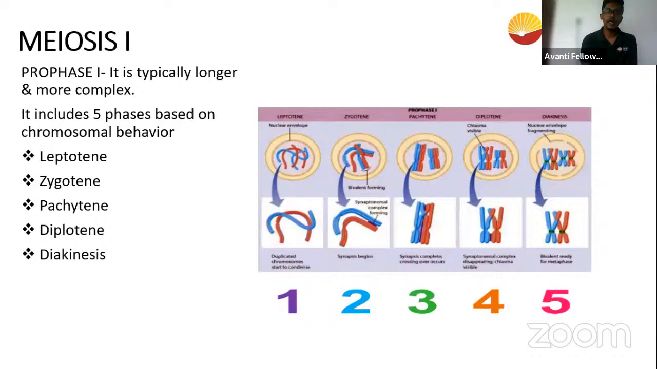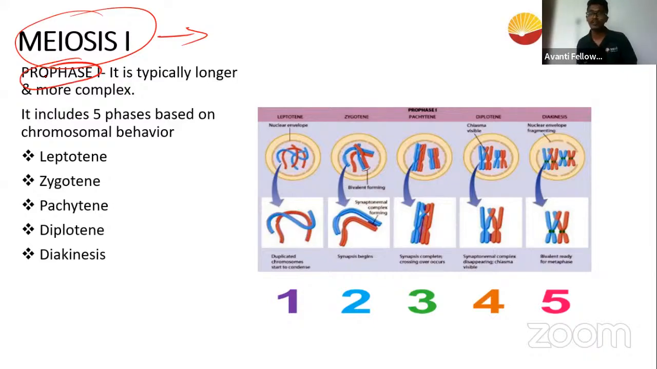Meiosis can be divided, like mitosis. Mitosis can be divided into prophase, metaphase, anaphase, telophase. Similarly, meiosis 1 can also be divided into 4 phases: prophase 1, metaphase 1, anaphase 1, telophase 1. We denote it as 1 because it is happening in meiosis 1. The most complex part in the whole meiosis process is prophase 1. It is the longest and most complex process in the whole of meiosis.